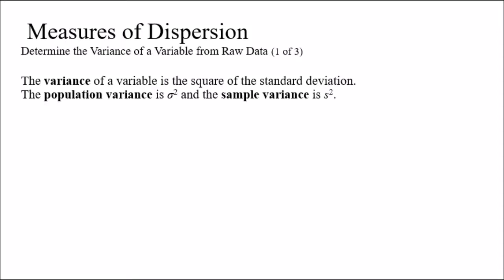We will continue discussing measures of dispersion, and the next measure of dispersion that we're going to discuss is the variance. The variance of a variable is the square of the standard deviation. A population variance is noted sigma square and the sample variance is s square. So basically, if you can find the population standard deviation and the sample standard deviation, you will be able to derive the population variance very easily by squaring the population standard deviation, and we're going to be able to find the sample variance by squaring the sample standard deviation.